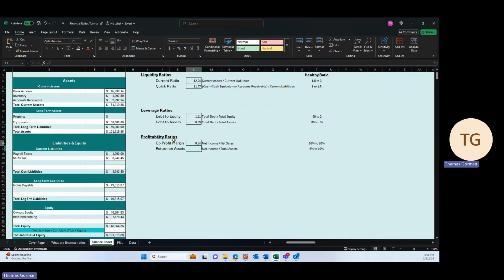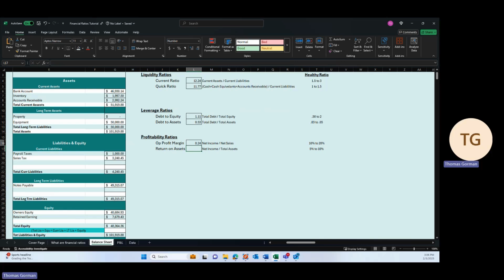And so we can see here that we have got a 24% profit margin or operating profit margin. We said that 10 to 20% is generally a rule of thumb for a good operational profit margin. So again, we see that this company is in a good position with the first profitability ratio.